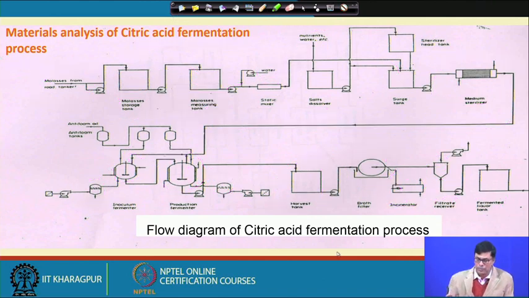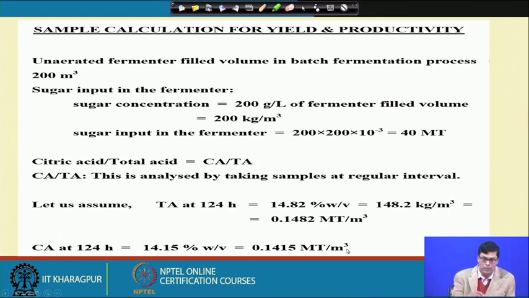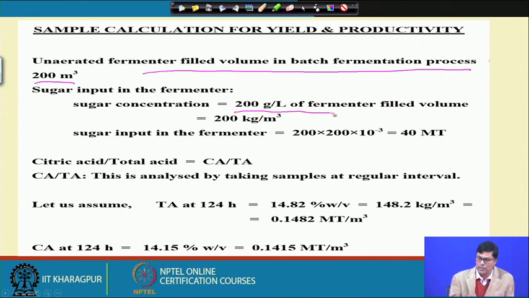Now, let us see how we can do the analysis of this process. Suppose the unaerated fermenter volume in the batch fermentation process is 200 cubic meters, and the sugar concentration is 200 gram per liter. I have already shown you how you can convert the unit. If you want to convert into kg, how can you do it? 1 kg is equal to how much? 1000 gram. So, gram will cancel, then you can convert to kg. The liter you can convert to cubic meter.